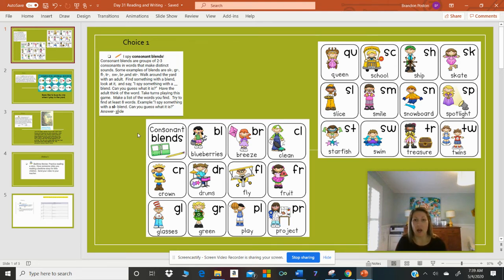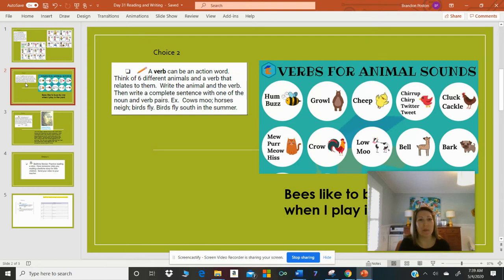All right, I've given you 2 charts here with some different words that have the consonant blends. So you can look through these and maybe it would give you an idea of something you see when you go outside for your consonant blend game. Here's a bunch of different consonant blends just to give you some ideas. All right, choice number 2.